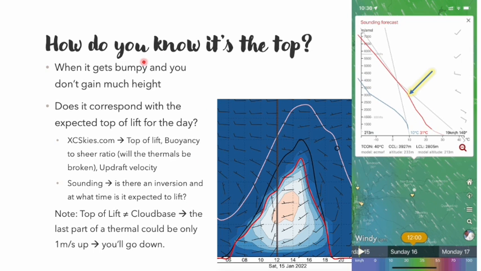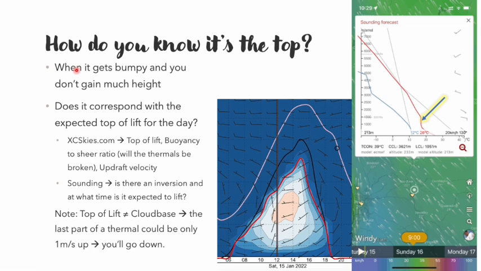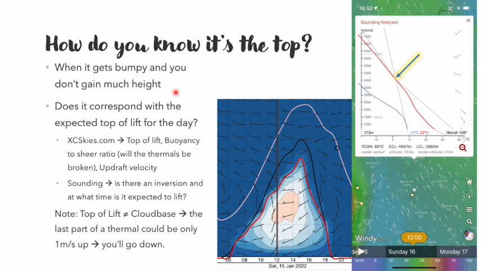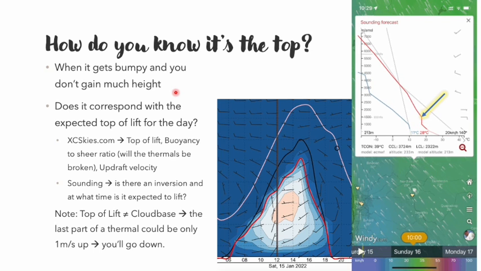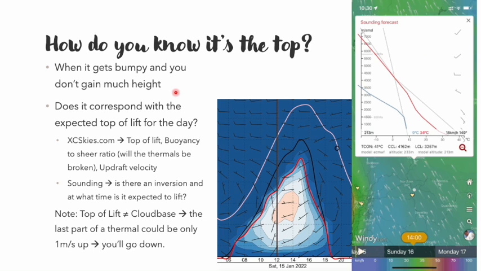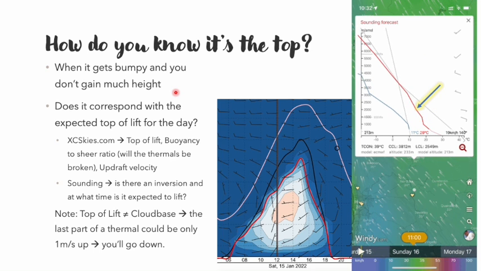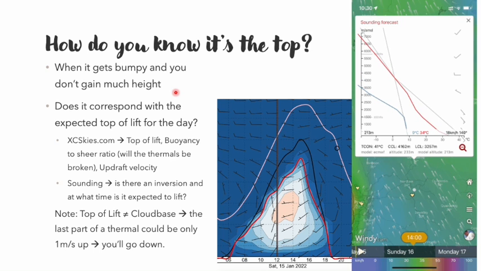Then you've been working a thermal for a while, and you start to feel like, hey, it gets a bit bumpy, or you don't gain much more height, and you might question yourself, is this the top of the lift, or am I just losing the thermal? Have I gone wrong somewhere? You search around and you find a little bit again, but you stay at that level and don't really get higher. That might just mean that you've reached the top.